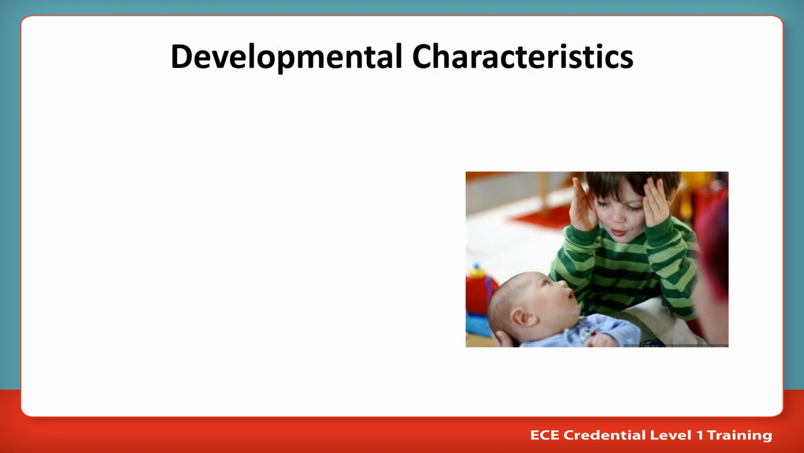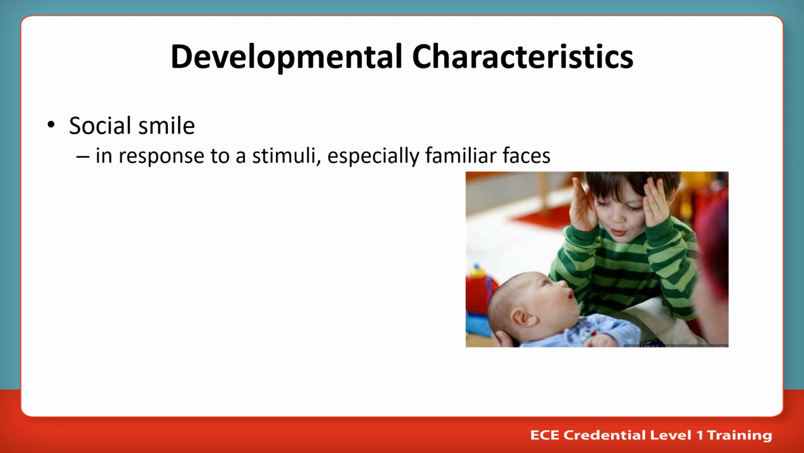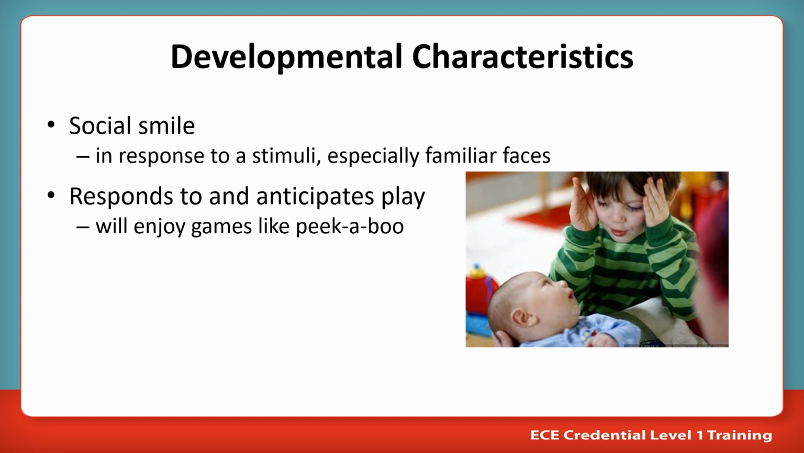Some developmental characteristics that we would see in a baby include a social smile. So if they see a familiar face smiling at them, they might smile back and give you a social smile. They're really going to look for faces that they know and be more responsive to those. There will come a time when babies have something called stranger danger or stranger anxiety, where they will not respond favorably to an unfamiliar face. Another developmental characteristic is that babies respond to and anticipate play. They're going to play games like peekaboo with you and respond when you play that with them.